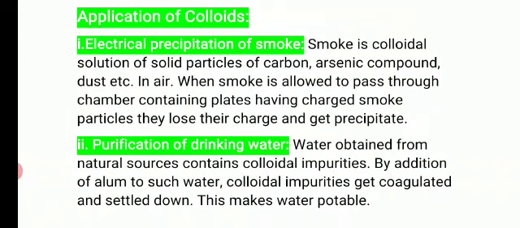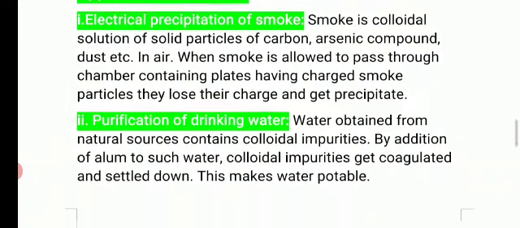If the smoke is passed through the chamber containing the charged plates, then the smoke particles lose their charges. Understood? Because of the opposite charge, the species are attracted towards the different plates or the opposite electrodes, and then after neutralization takes place, the smoke particles lose their charge and get precipitated. So the smoke particles can be precipitated. So that is one, electrical precipitation of smoke.